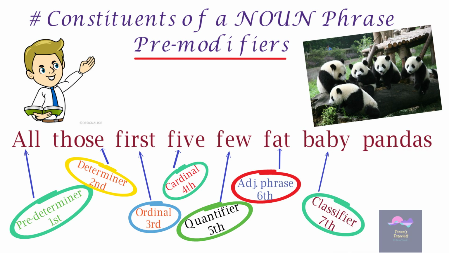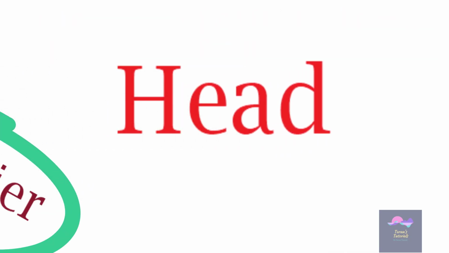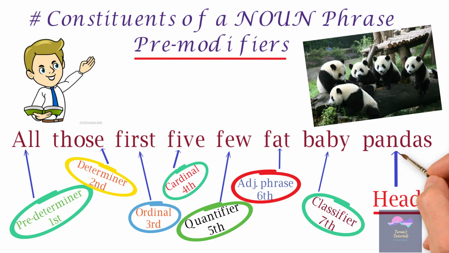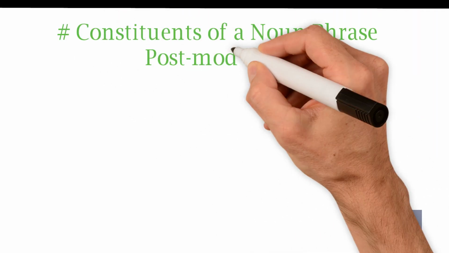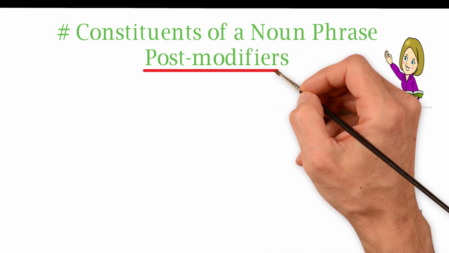And finally, we have the head or the nucleus, the central element of the noun phrase. I think you have observed the order or sequence in which the pre-modifiers are used in a noun phrase. This order of arranging the pre-modifiers is generally not violated in a compound noun phrase in English. Now, what are the elements that constitute the post-modifiers of a noun phrase?